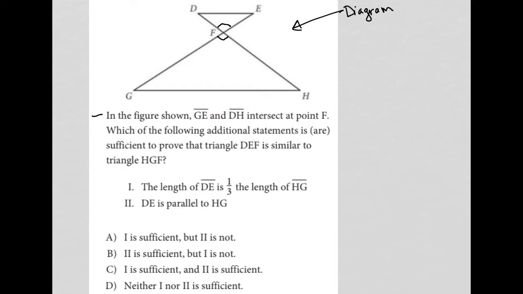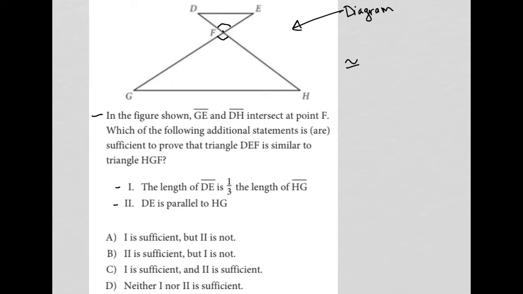The question says that in the figure shown, line segment GE and line segment DH intersect at point F. We see that. Which of the following additional statements are sufficient to prove that triangle DEF is similar to triangle HGF, right? So we have these two statements that we need to determine whether they're sufficient on their own to prove similarity. Well, how do you prove similarity?